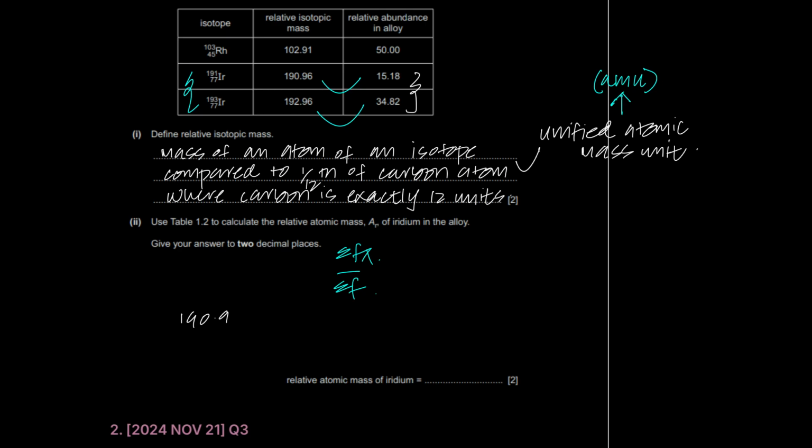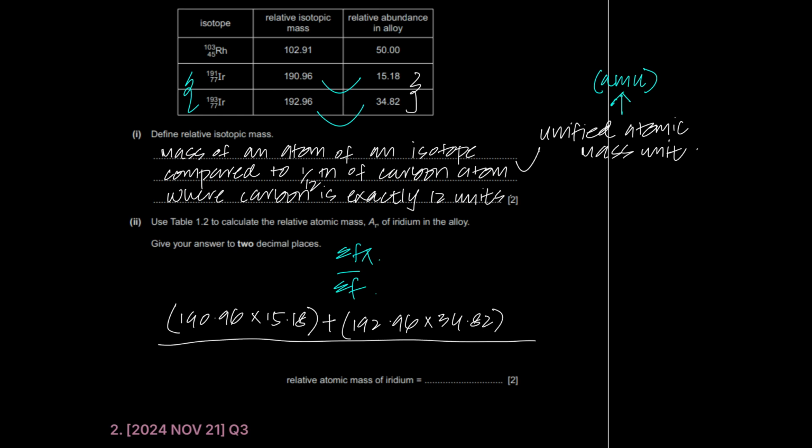So how do we calculate it? It's 190.96 multiplied by 15.18, plus 192.96 multiplied by 34.82, divided by the total abundance, which is 15.18 plus 34.82. That equates to 50. How do I know it's 50? Even if you didn't know this, you could have used the calculator. Or I know this because if this is 50, the sum should also be 50, because probably it's given in percentage. It's not necessary, but it's given in percentage.